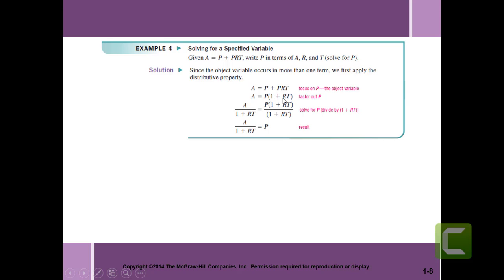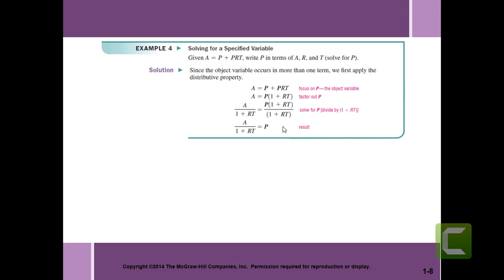And now what you're going to do is use the multiplication property of equality and divide by 1 plus RT on both sides, and you're done. And once you do that, this divided by this becomes 1. So you get P times 1, which is P. And then you get P is equal to A divided by the quantity 1 plus RT. And you're done. And this is the final answer. And you would leave it like that.